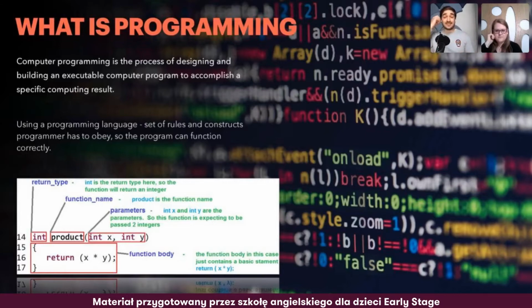So really, we are glorified craftsmen, if you will. We just lay the foundation for the computers to do all the heavy lifting.